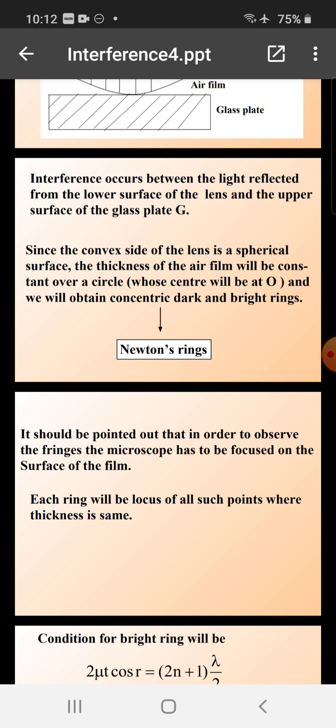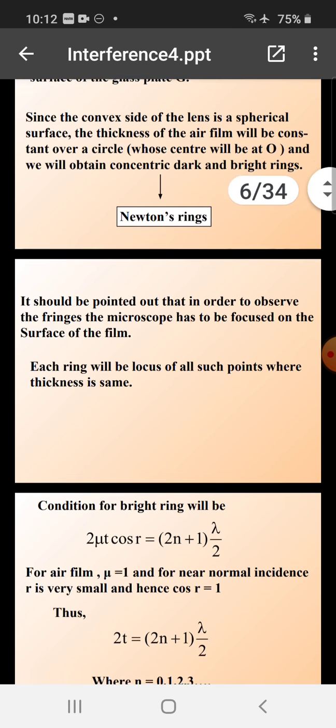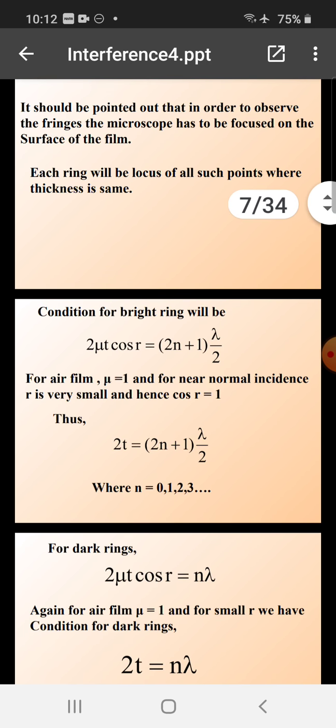So let us start with the condition of interference where the bright rings are obtained. Now as we have previously calculated, if the path difference is an integral multiple of lambda, then is it bright or dark? If it is n plus half lambda, then which fringes are obtained? Since here the light is reflected from the two parts and interference takes place, the path difference, which is 2 mu t cos r as previously obtained, must be equal to (2n plus 1) lambda by 2.